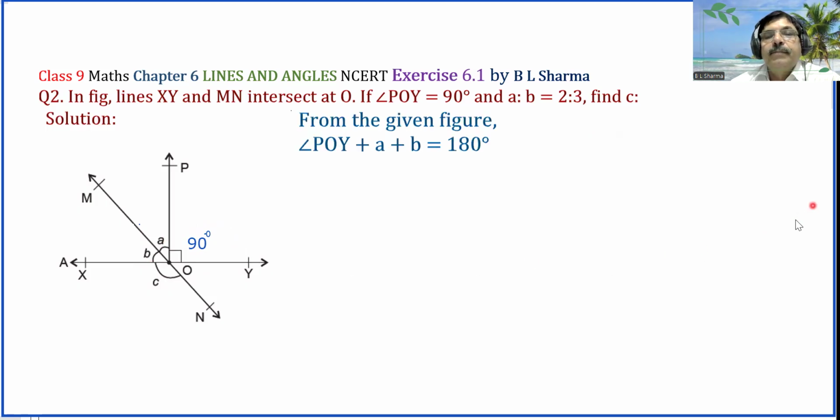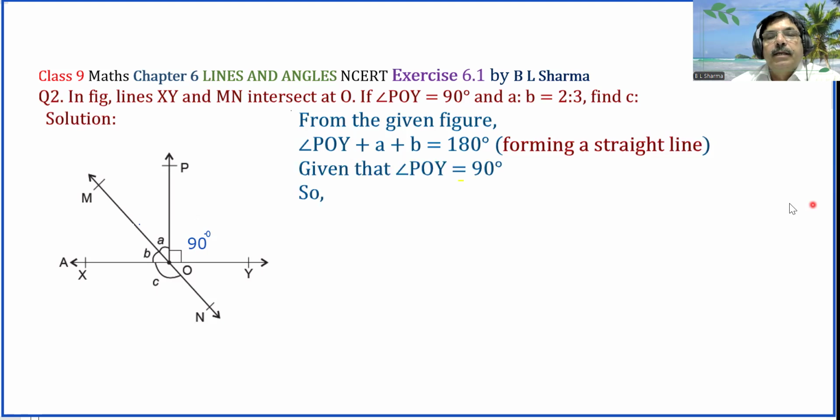So we can write angle POY plus angle A plus angle B forming a straight line. That is why it is 180 degrees. In place of angle POY, we can write 90 degrees. So 90 degrees plus A plus B is equal to 180 degrees. So A plus B is 180 minus 90, that is 90 degrees.